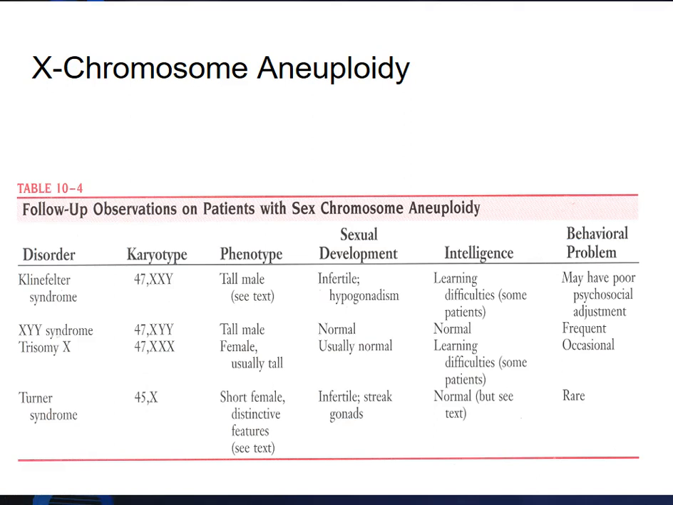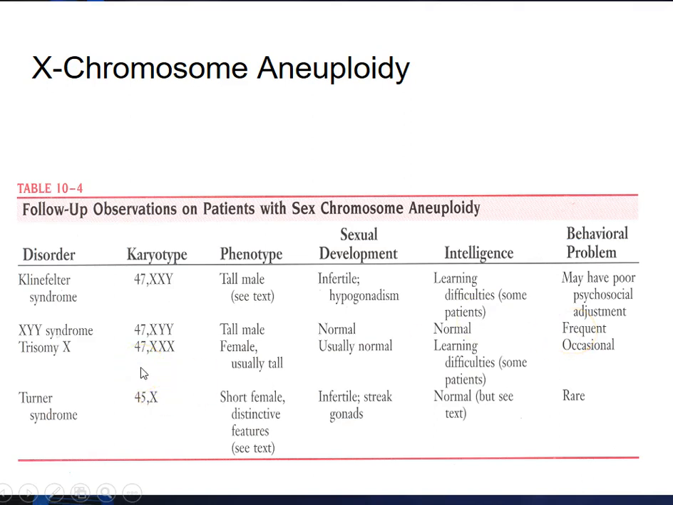Clinical features of Klinefelter: they're usually a little bit taller than the average male. They have infertility and some learning problems. The XYY, a little bit taller. Males with XYY usually have normal sexual development, normal fertility, and normal intelligence. They can have some behavioral problems.